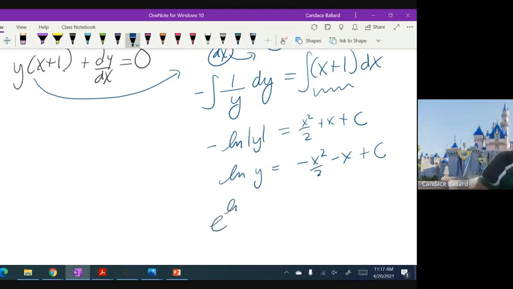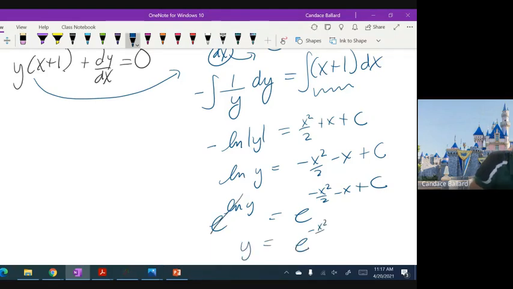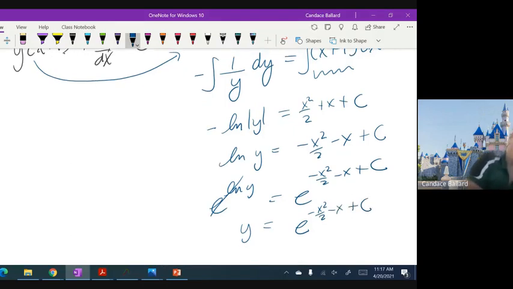Exponentiate. Nice word. So we got e to the negative x squared over 2 minus x plus c. All right, e and natural log cancel. So we've got y equals e to the negative x squared over 2 minus x plus c.